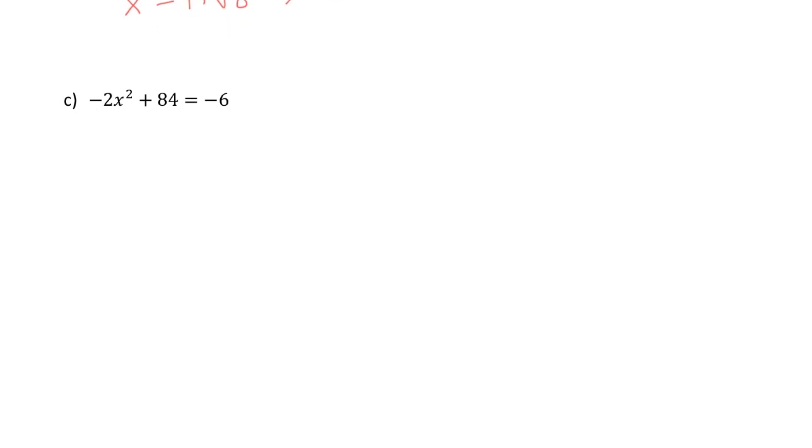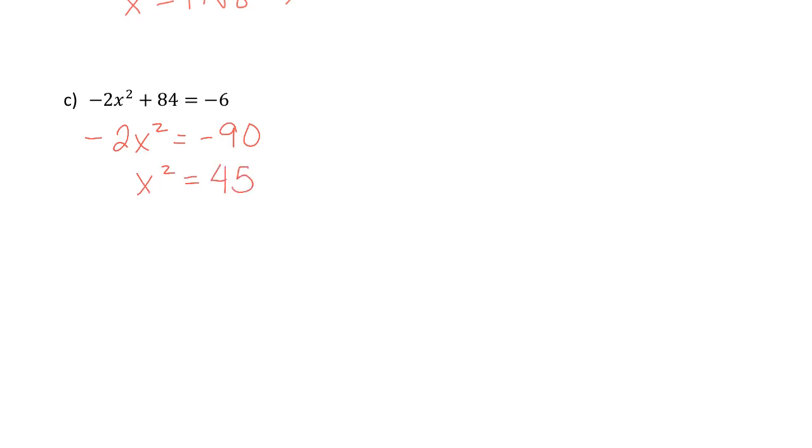So we don't have that kind of vertex form situation, but we do have that one instance of x. So I'm going to move things around to get that x by itself. The first thing I'm going to do is move that 84 to the other side. So I get negative 2x squared is equal to negative 90. And then I'm going to divide by -2. So I get x squared is equal to positive 45.